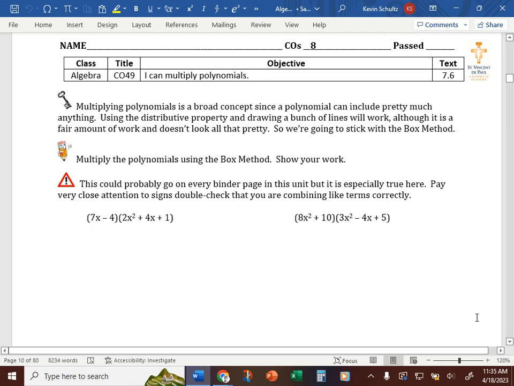Hello and good day, Algebra. We are covering CO49, which is multiplying polynomials.